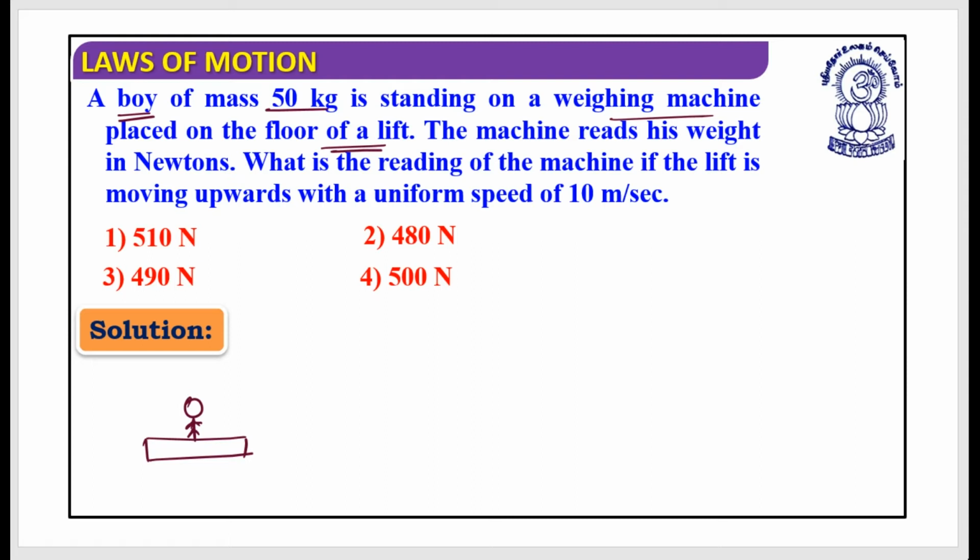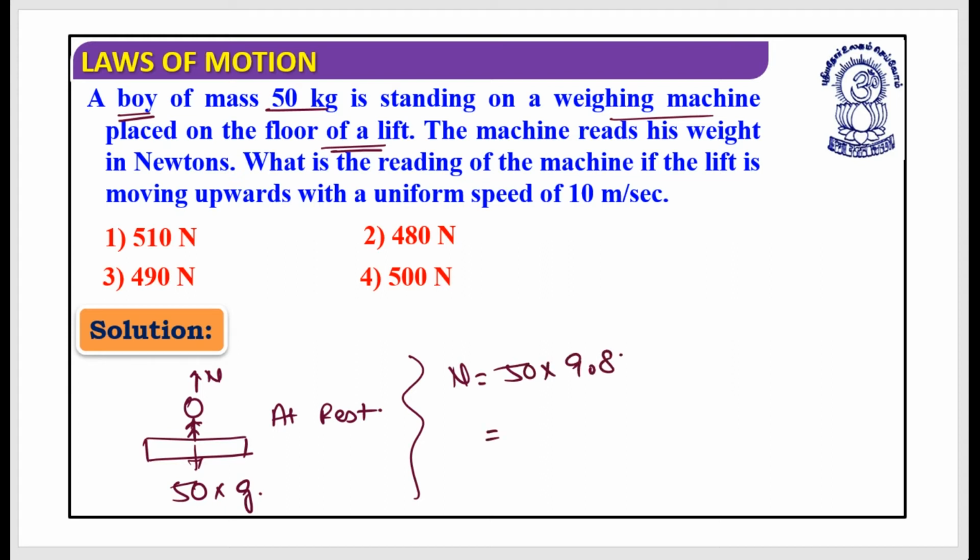Initially this is at rest. His mass is 50 kg, so the weight is 50 into g, and this would be the normal. So the machine is going to read N equals 50 into g, which is 9.8, giving 490 Newton.